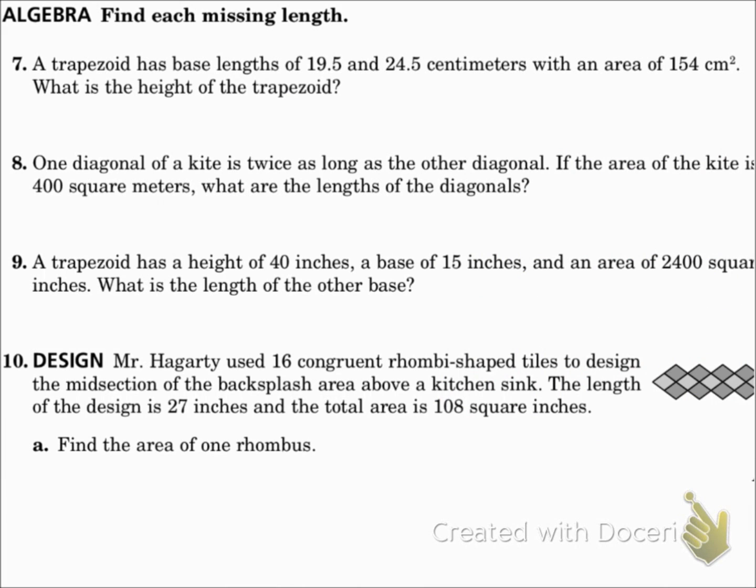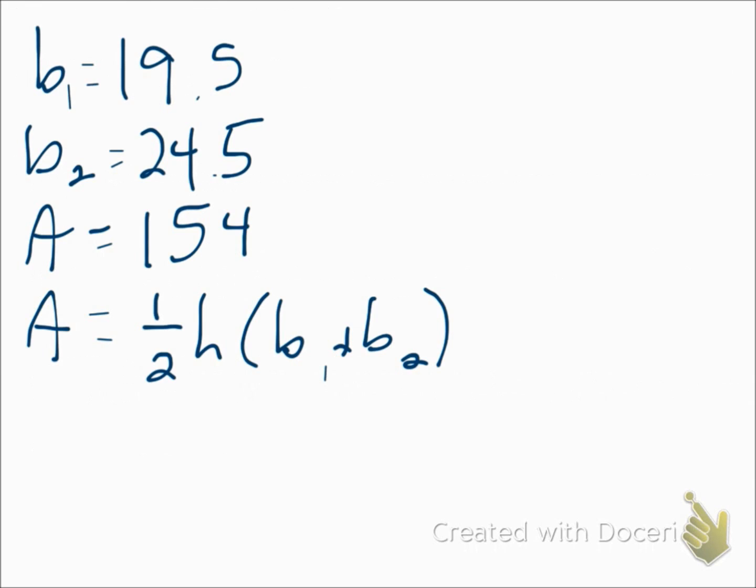Find each missing length. Number 7. A trapezoid has base lengths of 19.5 and 24.5 centimeters with an area of 154 centimeters squared. What is the height of the trapezoid? Well, we need to use the values we are given, the area of a trapezoid formula, and solve for what we don't know. I know the two bases and the area, and we're going to solve for the height.